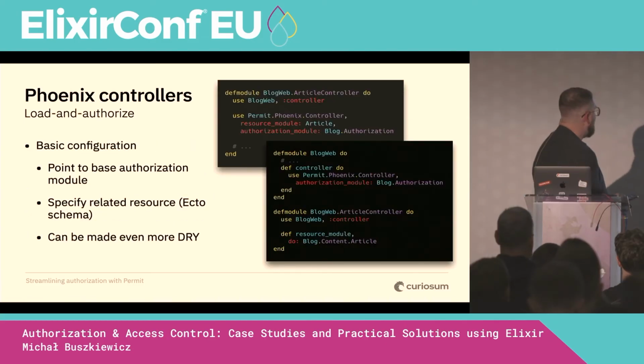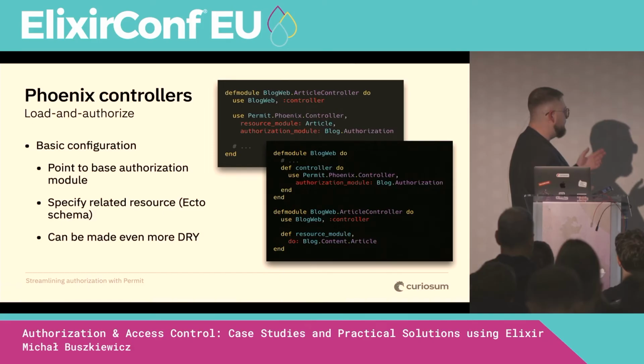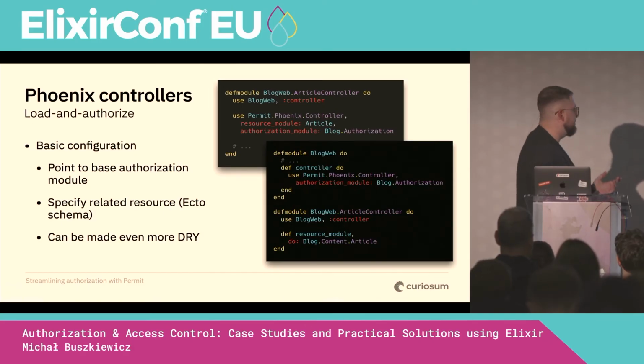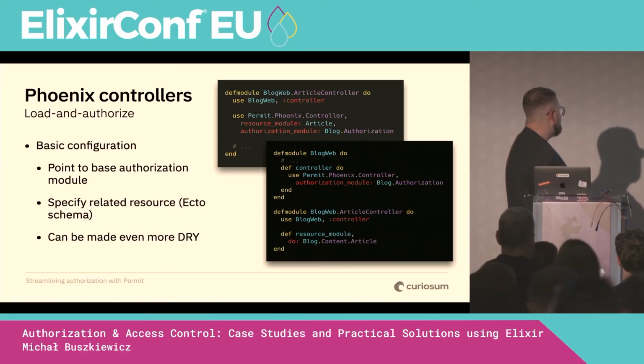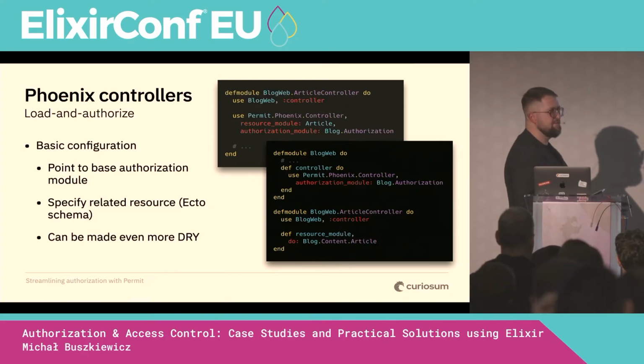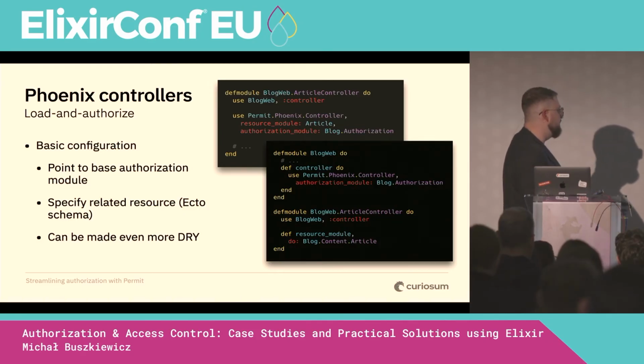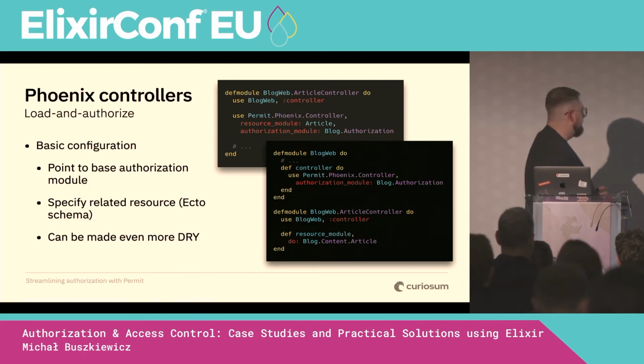So the load and authorize pattern is facilitated by plugging this into the controller, pointing to our application's authorization module. For the controller, we specify the related Ecto schema, in this case the resource module, which is Article. And this can be done even more DRY if we use the MyAppWeb module to put some options in the use opts, and then in specific controllers override them using functions.